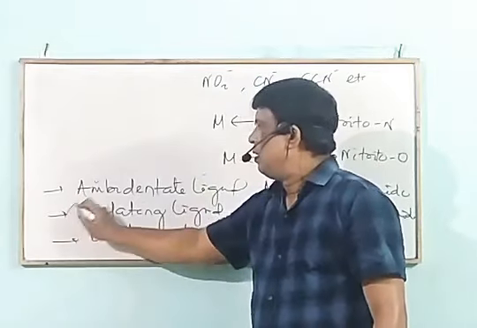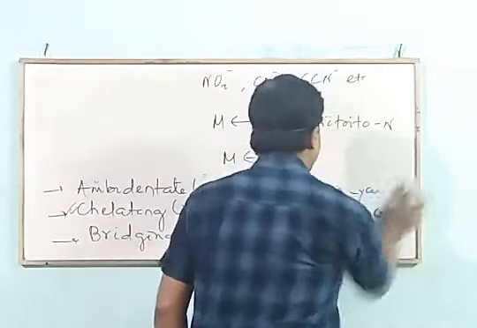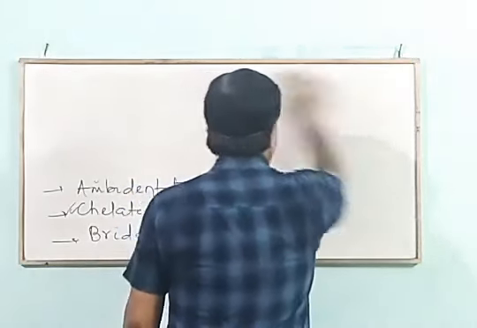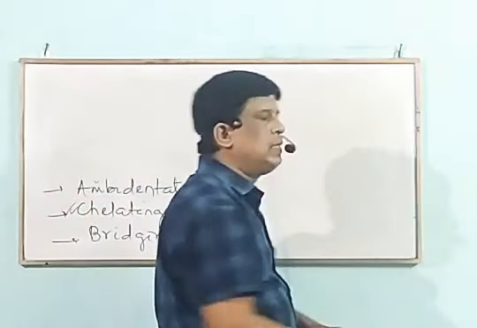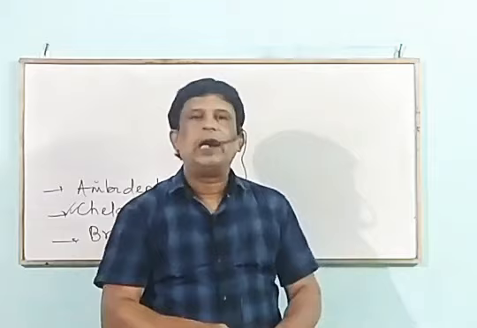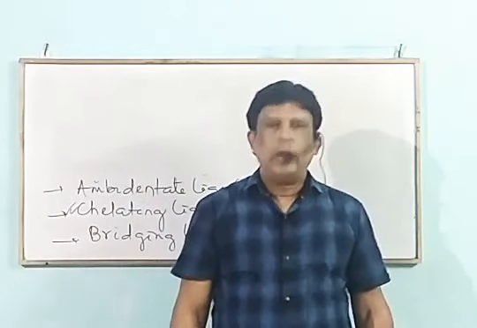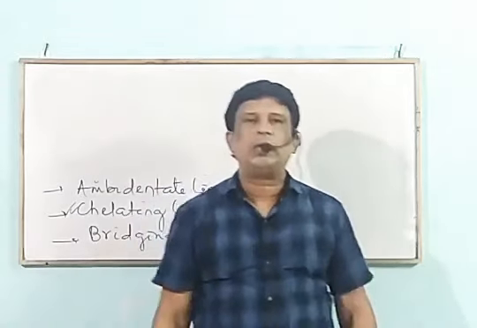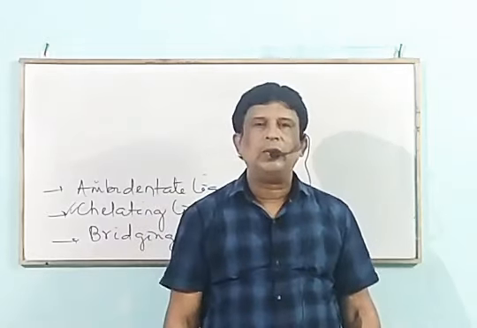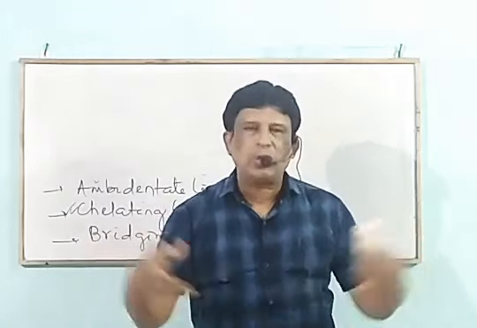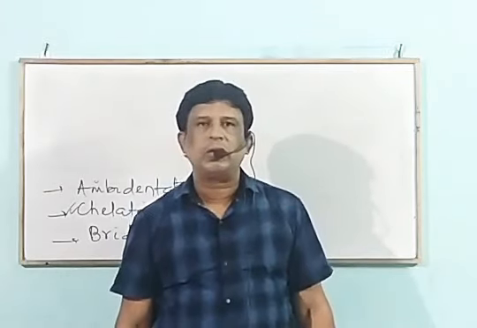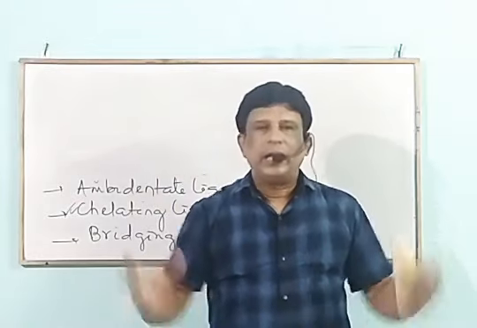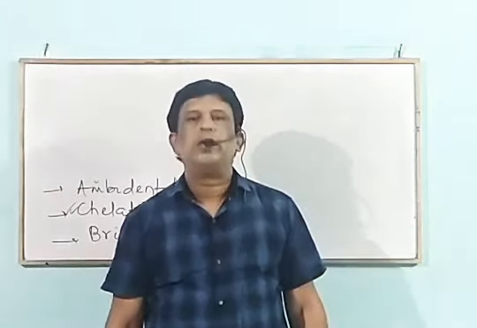Next we discuss the chelating ligand. What do you mean by chelating ligand? A bidentate or a polydentate ligand, when it donates more than one donor atom to a single central metal atom, forming a ring-like structure, then that ligand is known as a chelating ligand, and the ring-like structure formed is known as a chelate.